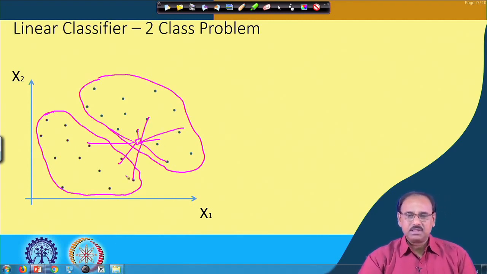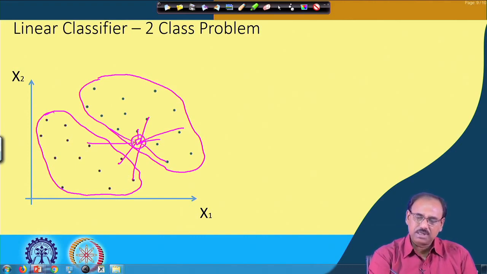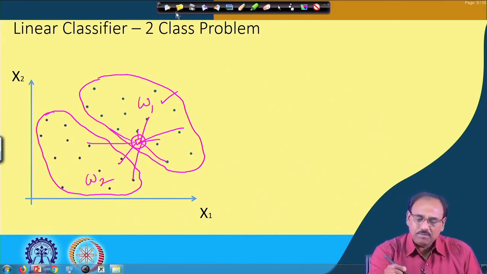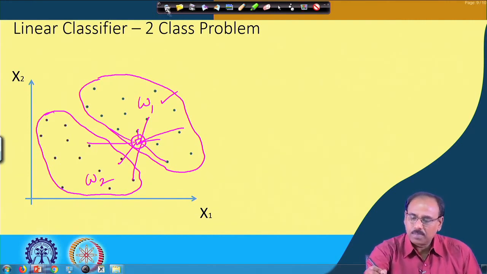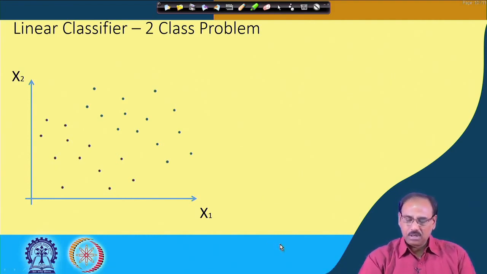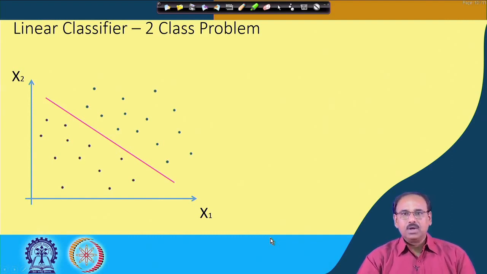And then based on these distance values, I had to classify this unknown feature vector to either this class, say omega 1, or this class, say omega 2. But now, instead of computing those distances or saving all these feature vectors in computer memory, I am trying to find out a boundary between these 2 classes. So, assuming that all these feature vectors are linearly separable, I can separate these 2 classes by a linear boundary. In a 2-dimensional case, it will be a straight line.